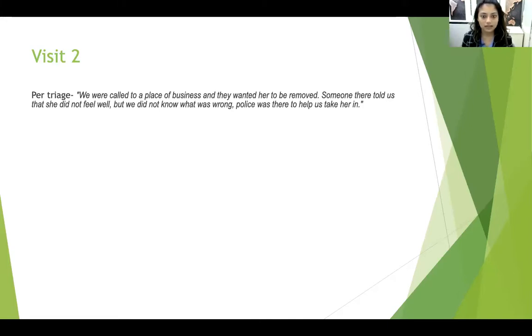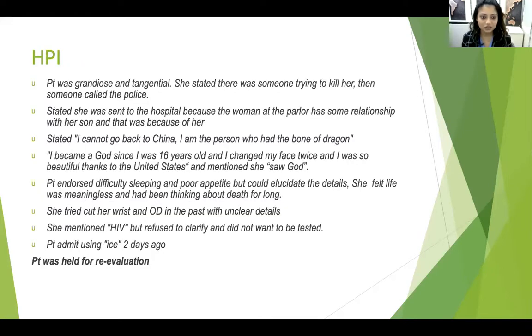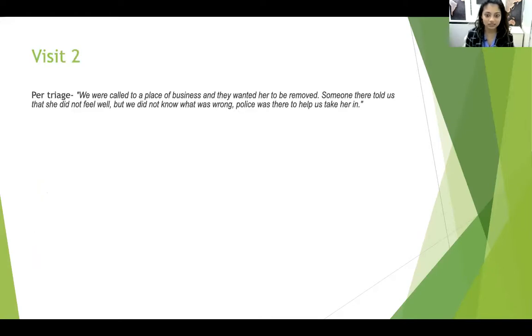So in the second visit, she comes kind of similarly. She comes against her will. The police brings her in. She's at this place of business. So when we move on to the next slide.